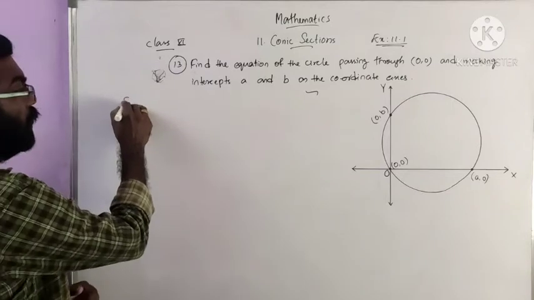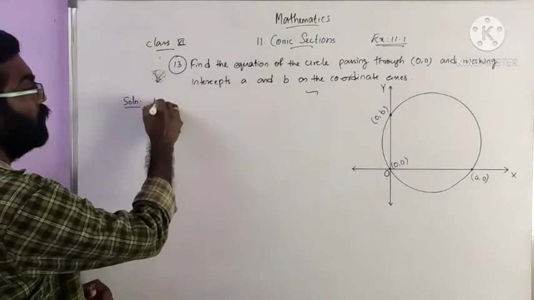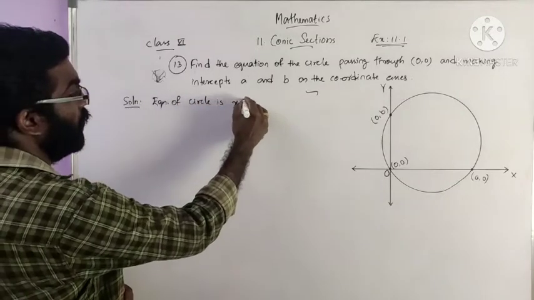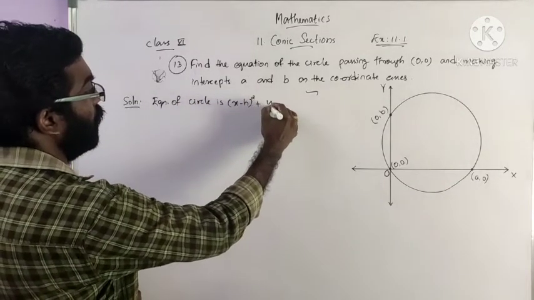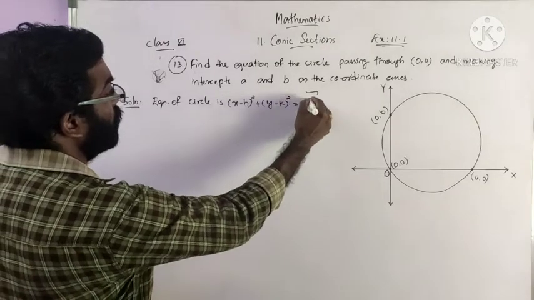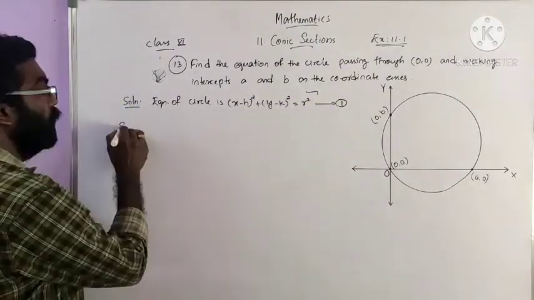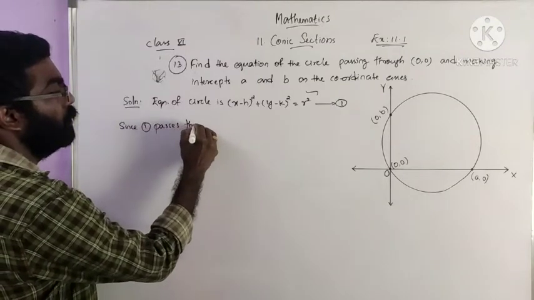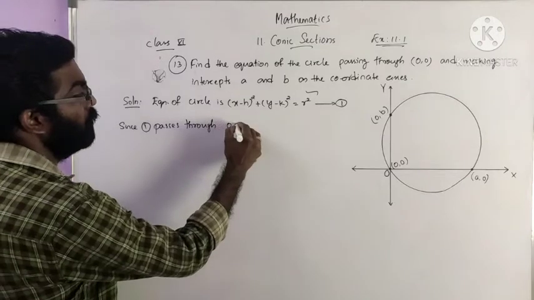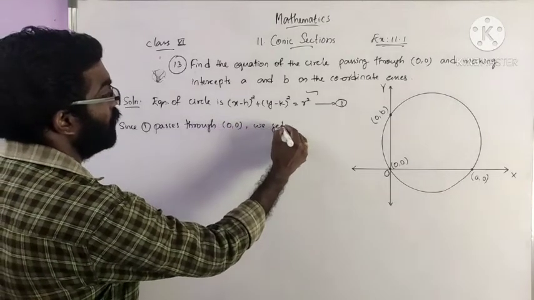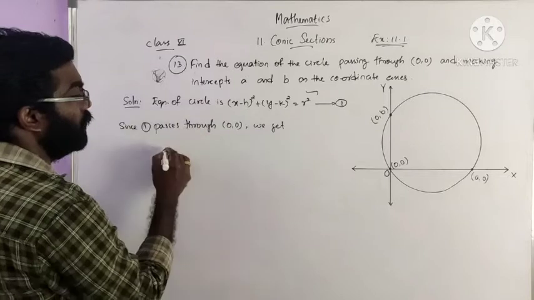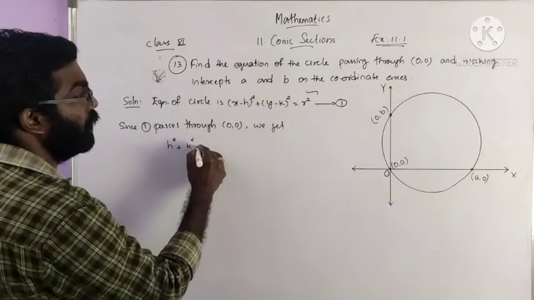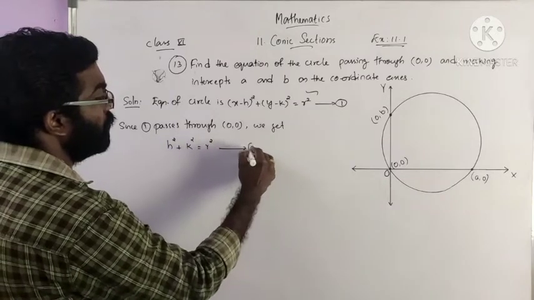So first we can write the standard equation. So equation of circle is x minus h the whole square plus y minus k the whole square is equal to r square. Take it as equation number 1. Here the circle passes through 0, 0, we get 0 minus h the whole square, that is h square, plus 0 minus k the whole square, that is k square, equal to r square. Take it as equation 2.